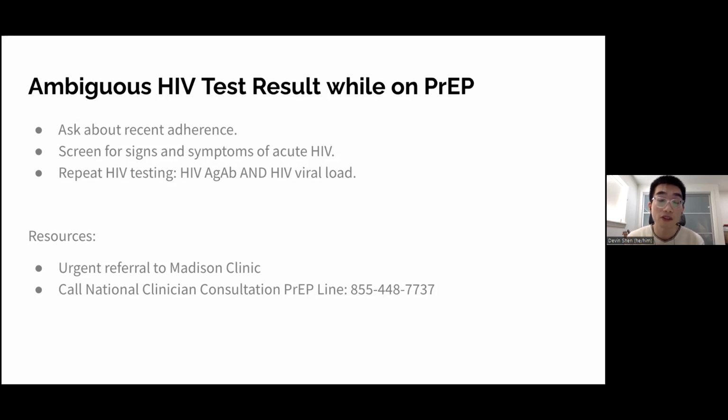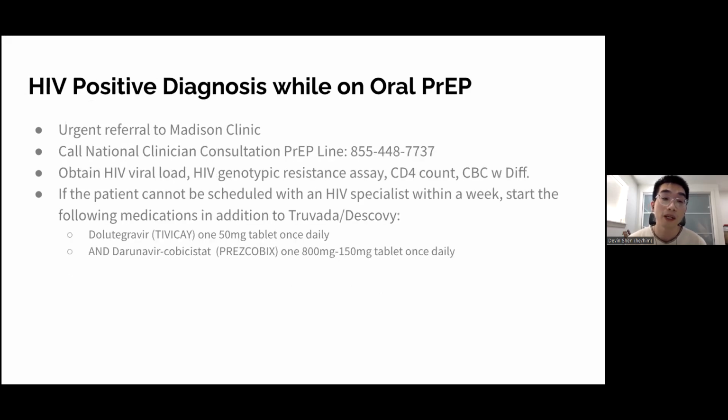At this point, also advise to seek resources, including an urgent referral to Madison Clinic, or call the National Clinician Consultation PrEP line, where there is available personnel to ask any questions about PrEP. If the patient does have a confirmed HIV positive diagnosis while on oral PrEP, then you want to provide an urgent referral to Madison Clinic, and then call the National Clinician PrEP line in advance and talk about what the patient should be doing.